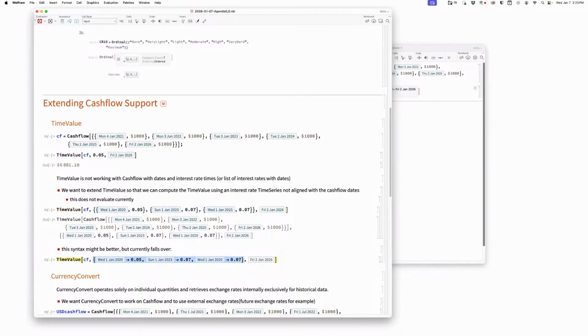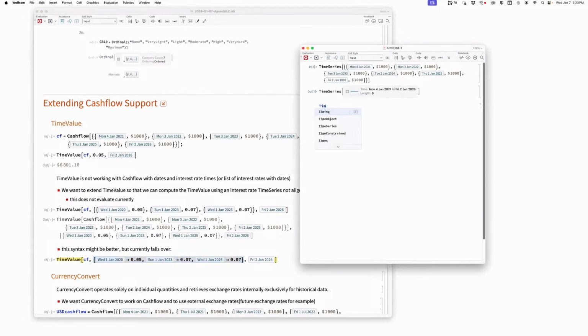Does this work for time series now? I think that it does. Yeah, seems to work fine. So we should obviously extend this syntax. Well, I don't know what. Right, that syntax.